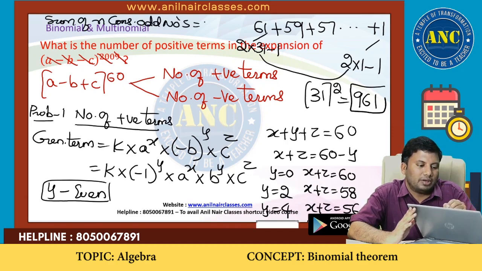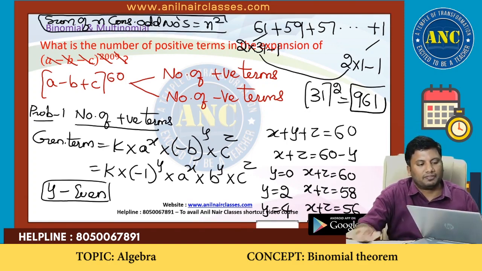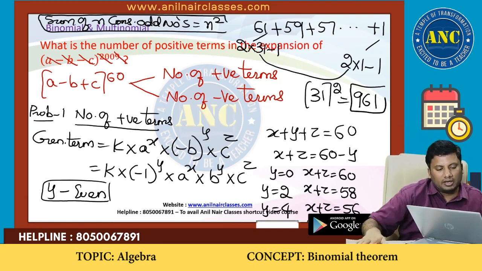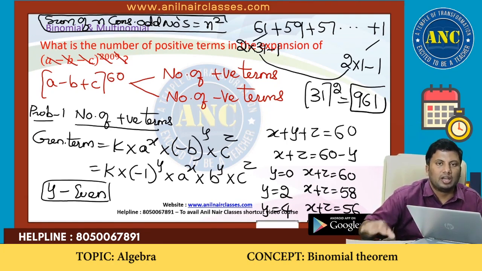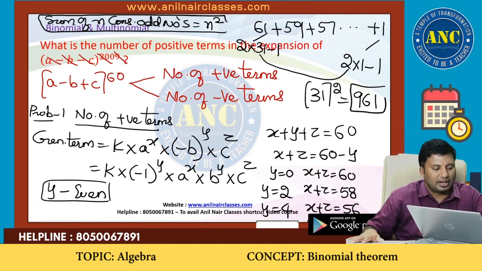The sum of n consecutive odd numbers is nothing but n square. I hope it is clear. Next one.